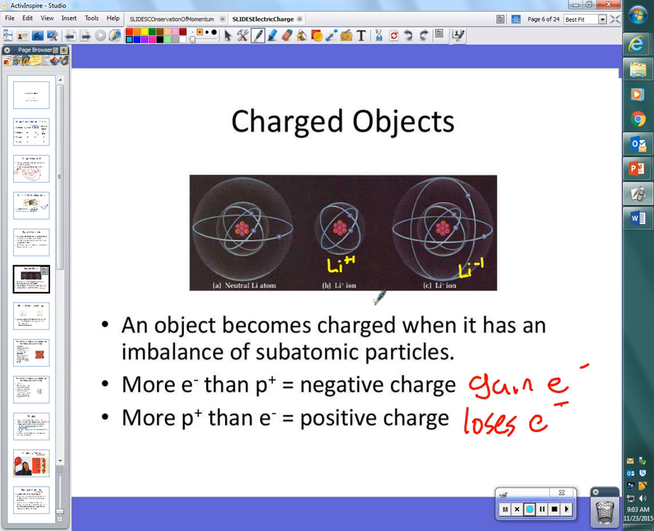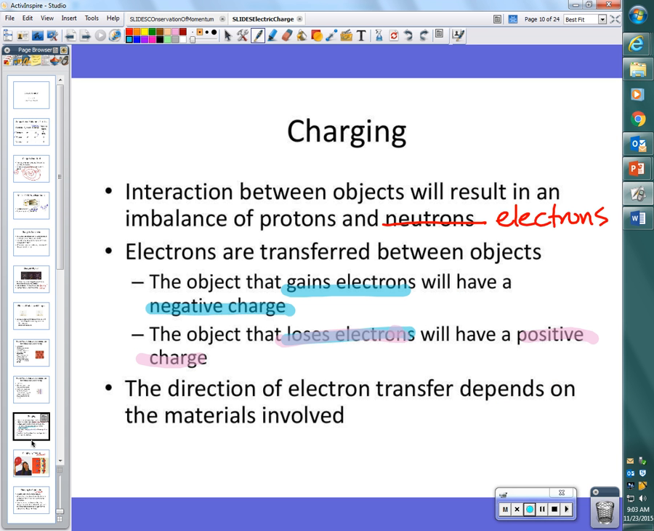And that's because of the whole idea of conservation of charge, right? If we have one object losing electrons, another object has to gain electrons so that the total amount of charge is conserved. Then we talked about ways that that can happen. Charging involves an interaction of objects where we have an imbalance of protons and electrons, gains, loses, but it deals with how we get those objects to gain or lose electrons.